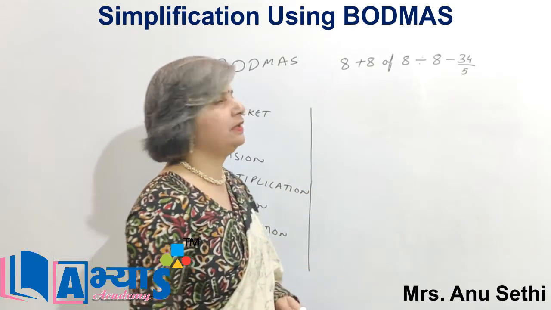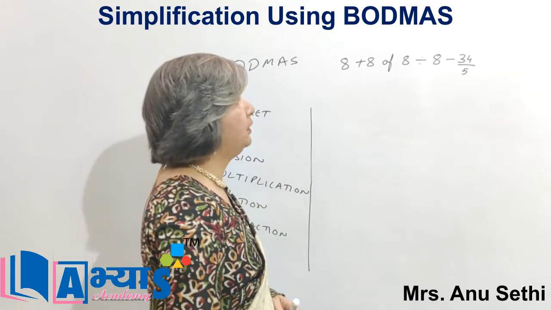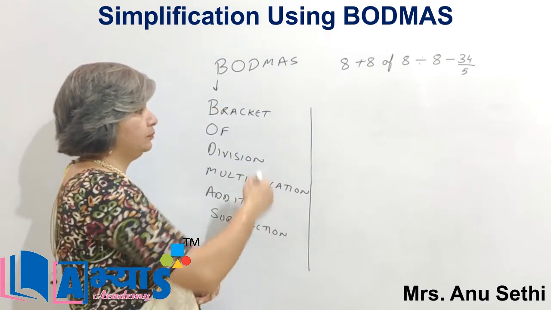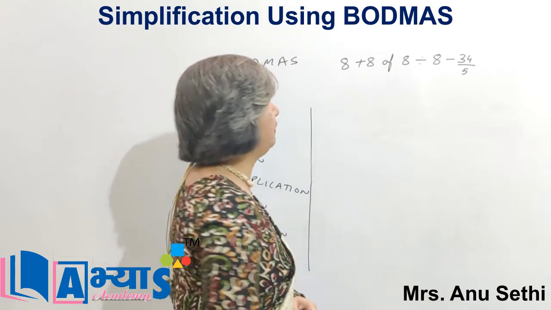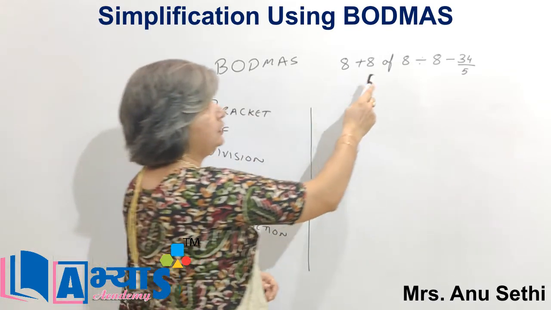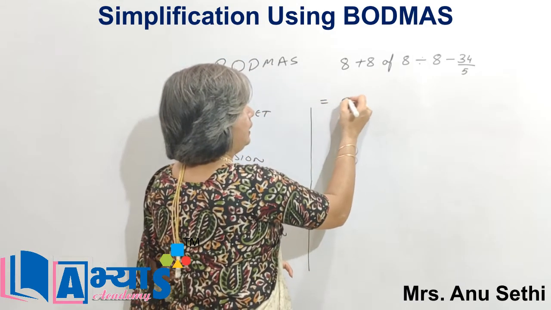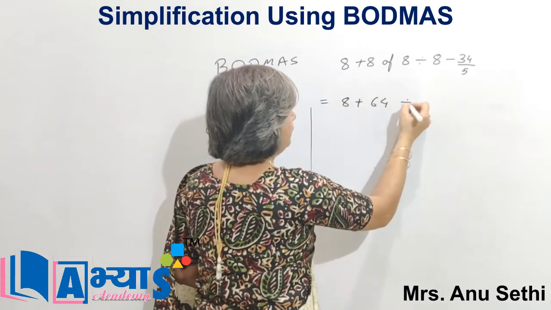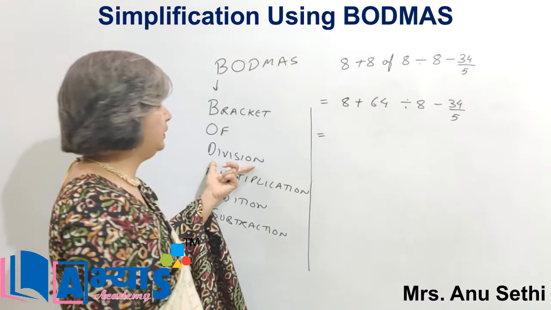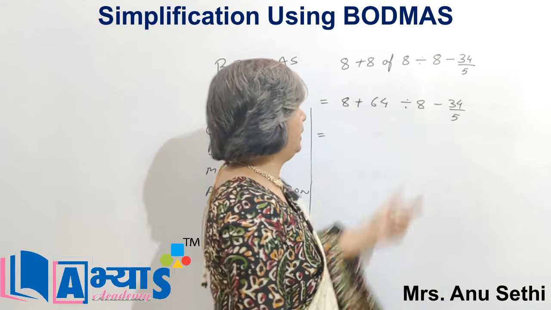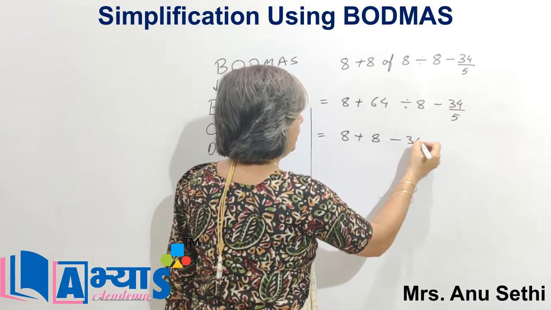Now suppose I have to solve the expression 8 plus 8 of 8 divided by 8 minus 34 by 5. For this we will use the method of BODMAS. We will first search for brackets. As there is no bracket in the expression, we go to the next step, that is of. Now we see that we have an of operator, so we first solve it. It becomes 8 plus 8 into 8 is 64, divided by 8 minus 34 by 5. In the next step we solve division: 64 divided by 8 is 8, so we have 8 plus 8 minus 34 by 5.